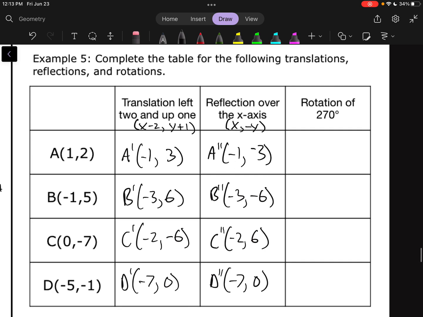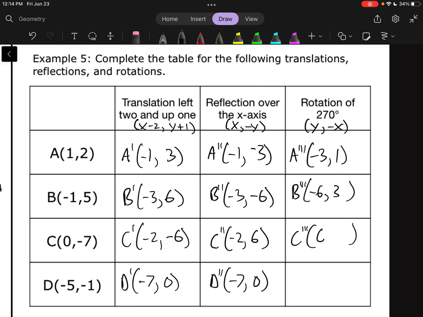And then for the rotation of 270, that is going to be y, negative x. So a triple prime, we flip them. So negative 3 in front, and then that negative 1 changes to positive 1. For b triple prime, negative 6 goes up front, negative 3 changes to positive 3 in the back. C triple prime, 6 comes to the front, and negative 2 changes to positive 2 in the back. And D triple prime, 0 comes up front, negative 7 changes to positive 7 in the back. So those would be our final images.